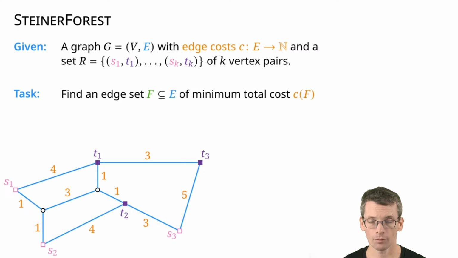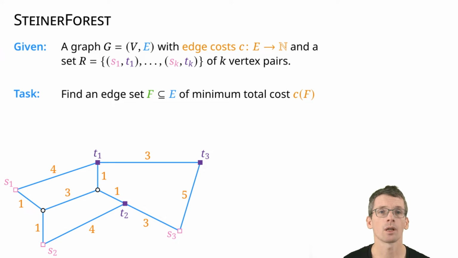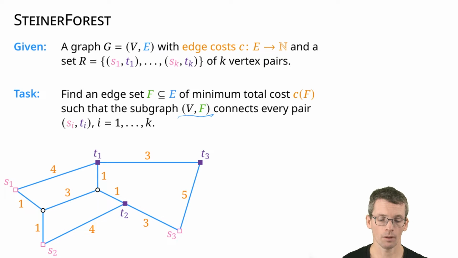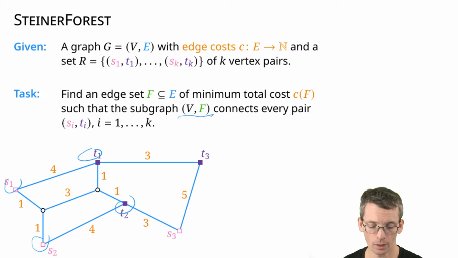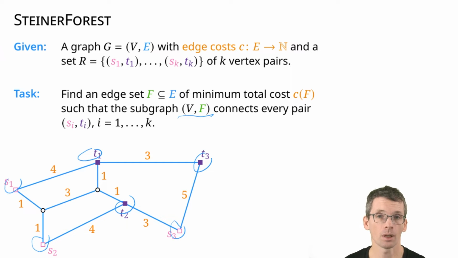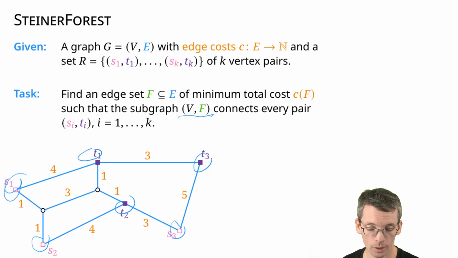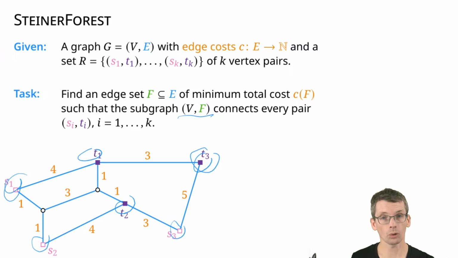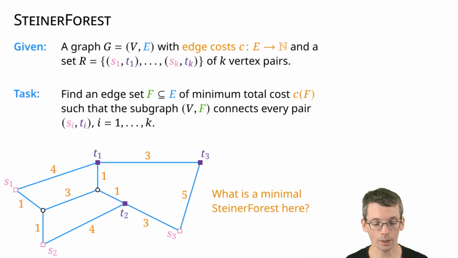So let's formalize that. We want to find a set of edges of minimum total cost such that the subgraph that we obtain connects every pair of terminals. So S1 and T1 should be connected in the subgraph, S2 and T2, S3 and T3. But we do not, for instance, need to connect S1 and T3. Those could be in different components, just S1 and T1, S2 and T2, and S3 and T3 need to be connected. So what is a minimum Steiner forest in this example?